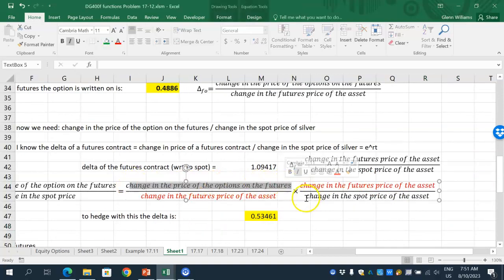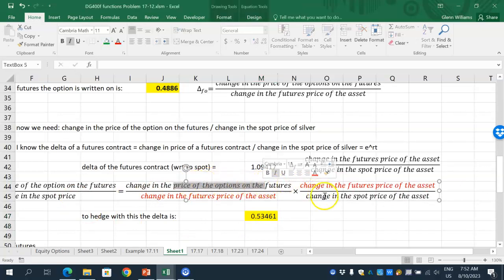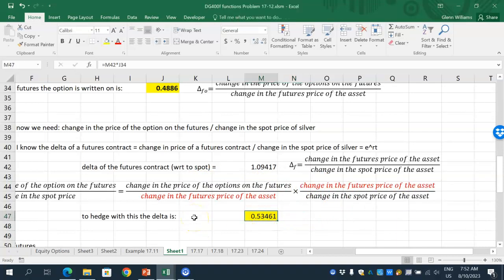futures price on the option relative to the change in the spot price of the asset, and that's what you want. Okay, now that's an awful lot to go through just to say you multiply those two together, and yeah, you can look at the answer and see, oh, I just multiply those two together, but I'm trying to show you why that works. It works because the ratios will cancel out, and you're left with that relationship there. The change in the price of the option on the futures relative to the change in the spot price of the asset. All right, so that's the answer to part B.